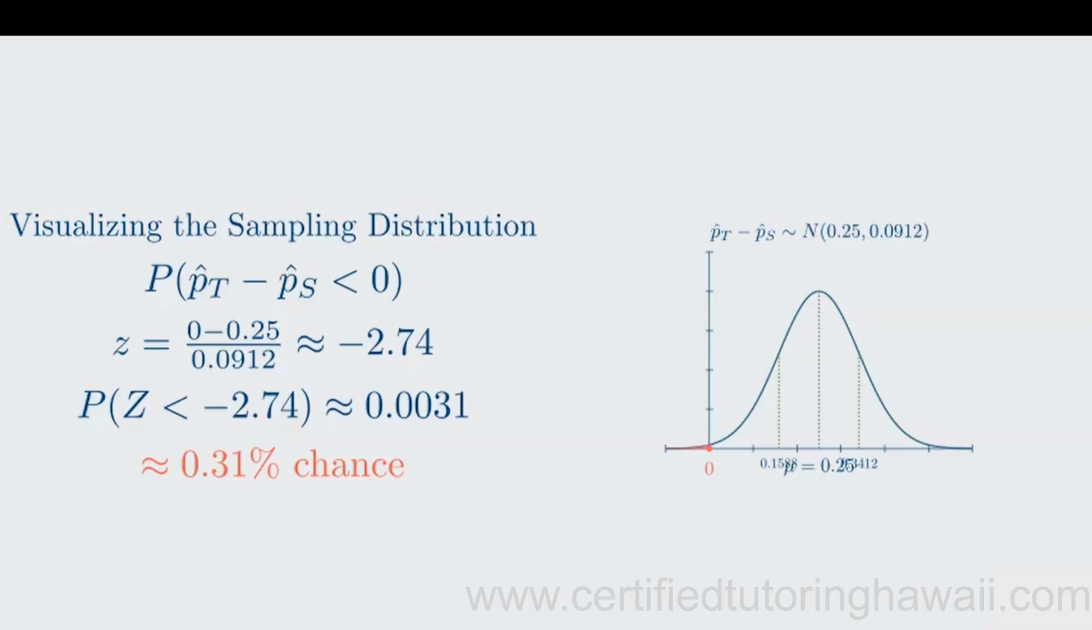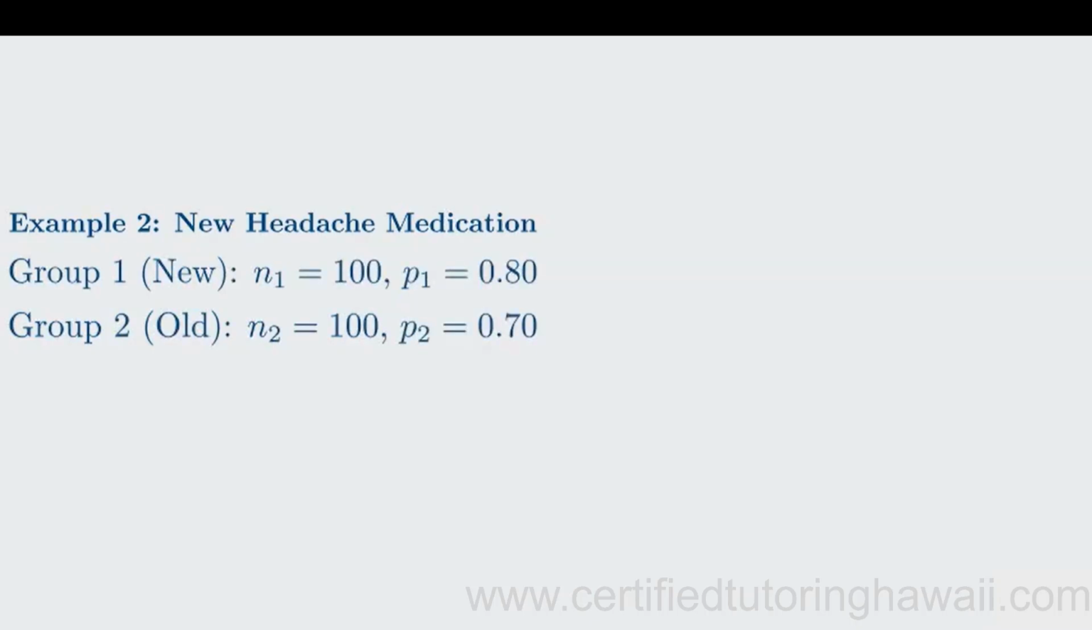This is the power of sampling distributions. They tell us how likely our sample results are. Let's try a second example to solidify these skills, this time focusing on an experiment rather than a survey. Suppose a pharmaceutical company is testing a new headache medication.